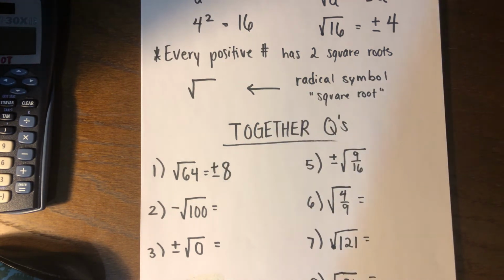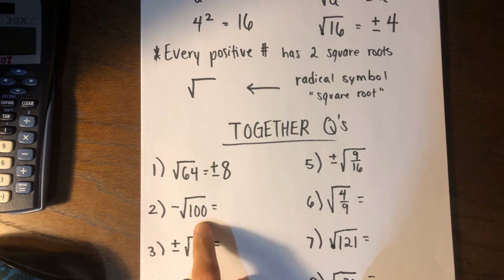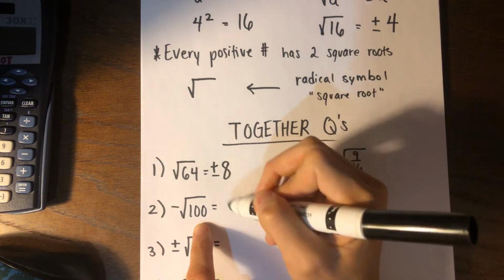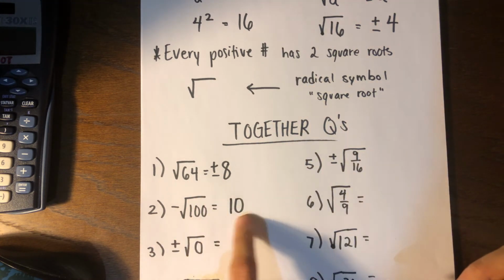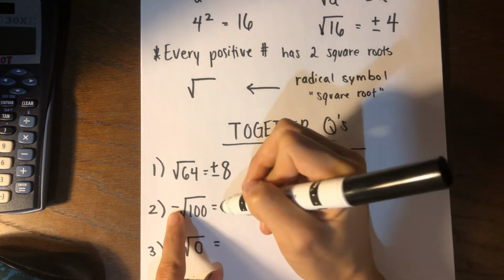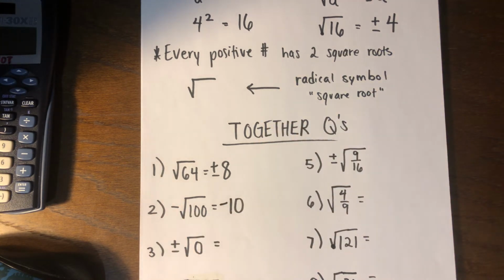Number 2, we have negative square root of 100. Okay, this is where it starts to get a little tricky when there's a negative on the outside and inside. Okay, this is just saying we have to find a square root of 100, so what times what equals 100, that's the same number, which we know is 10. So the square root of 100 is 10. But because there's this negative, we're only indicating we're taking the negative root.